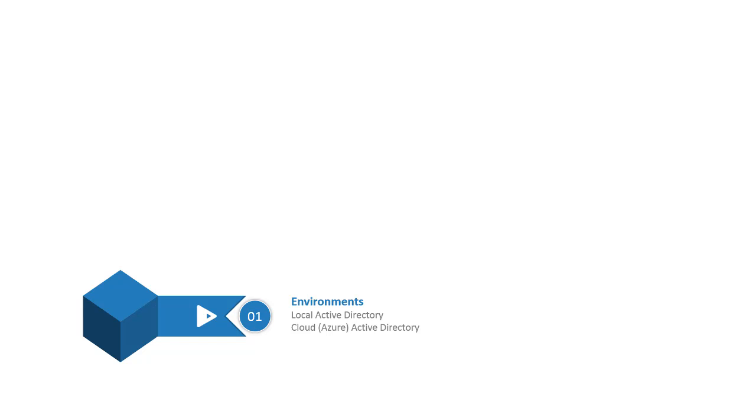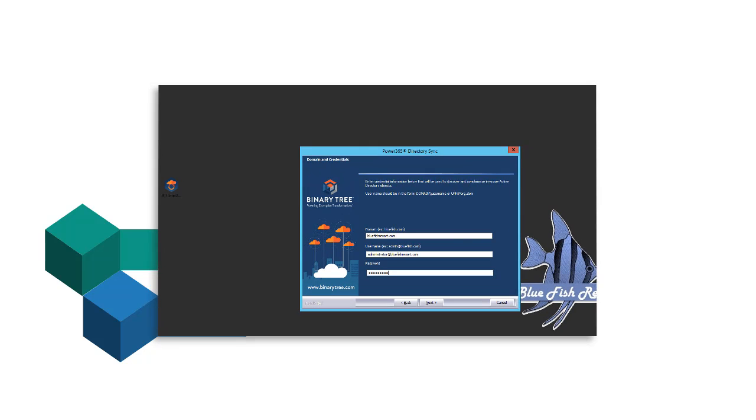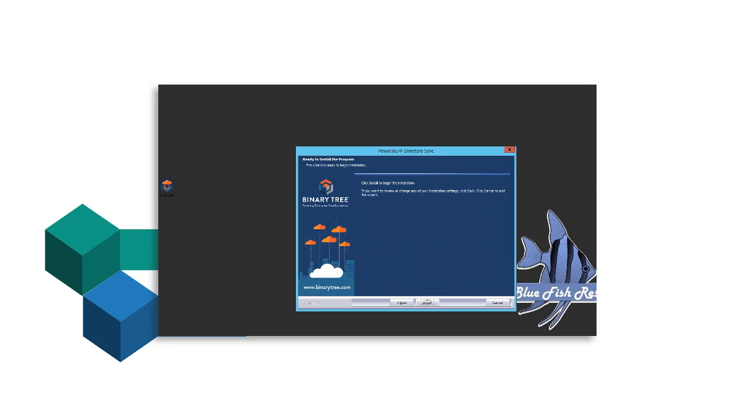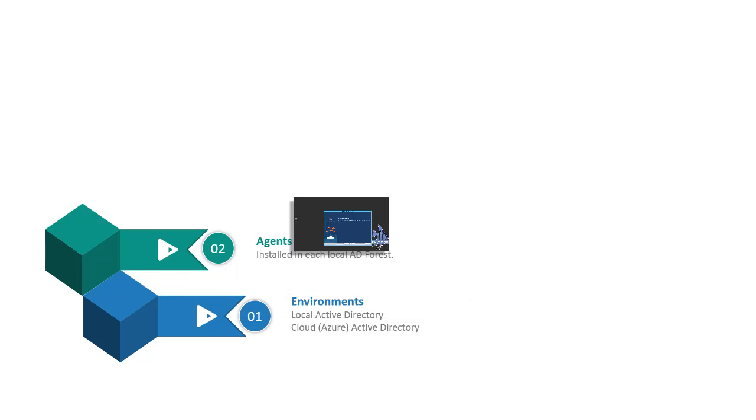For local environments, our next building block is an agent. This is software that will be installed in local environments to communicate with Power 365 Directory Sync. It will also monitor password changes if you chose to sync passwords.